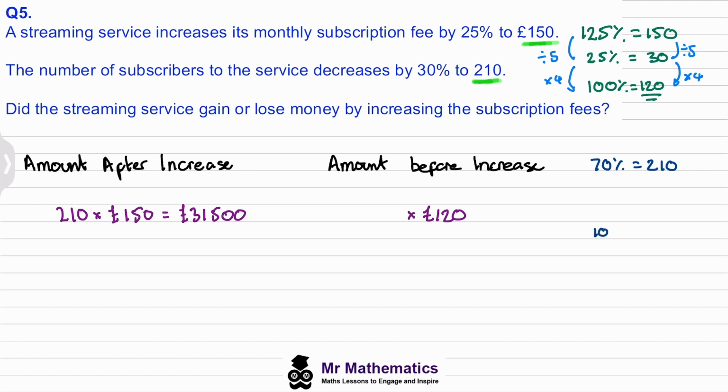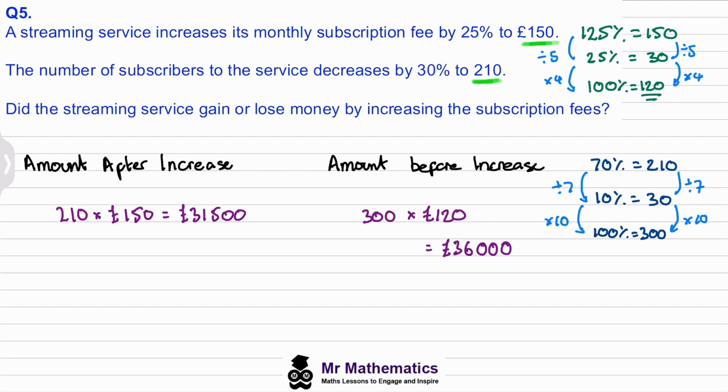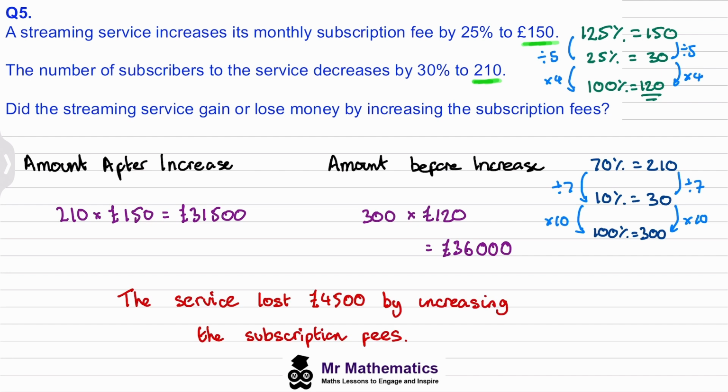We can find the original by dividing both sides by 7 to give us 10%, and then we'll multiply both by 10. So originally there were 300 subscribers. So the amount of revenue before the increase was 300 times 120, which is £36,000. So we'll say the service lost £4,500 by increasing the subscription fees.